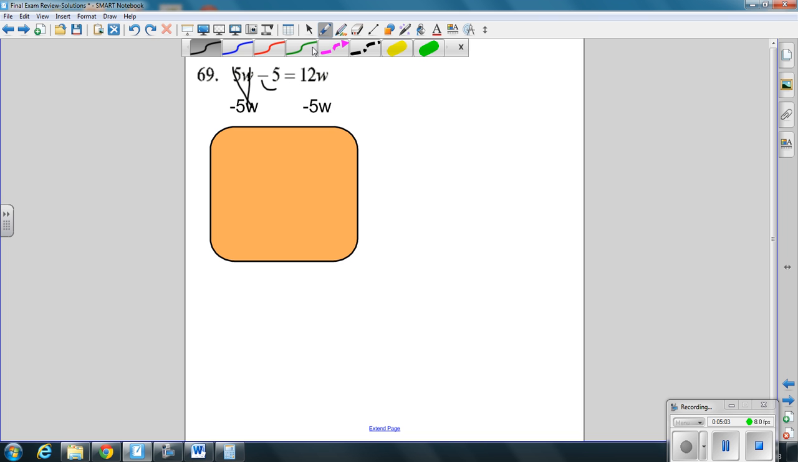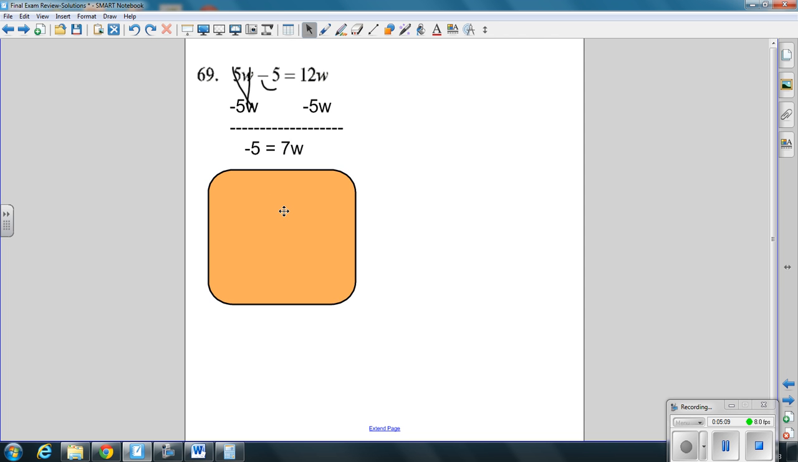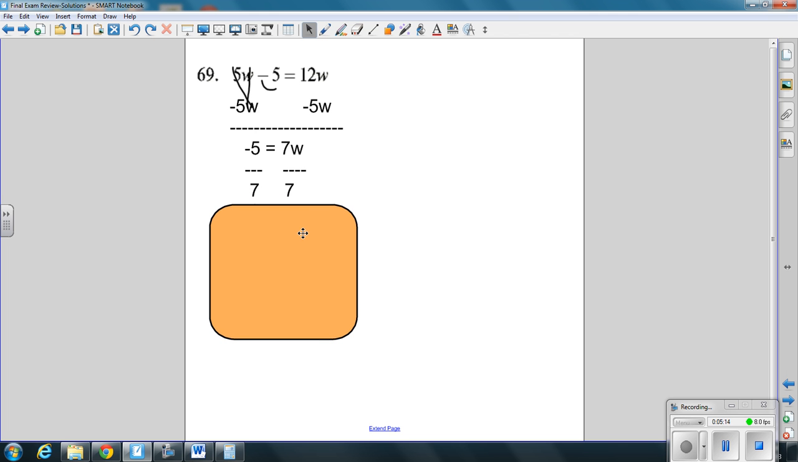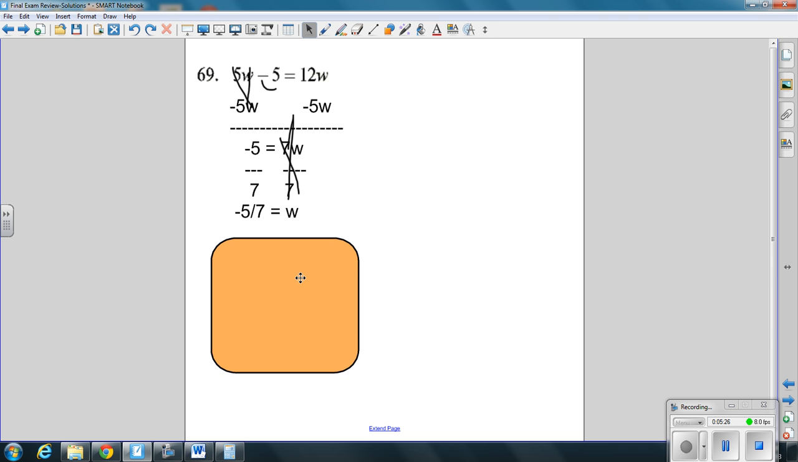Leaving me with negative 5 is equal to 7w, 12 minus 5. So now I divide both sides by 7 because I want to isolate the variable. These cancel, leaving me with just w. And w equals negative 5 over 7. If you wish, you can divide it out. I think it's easier to just leave it as a fraction.